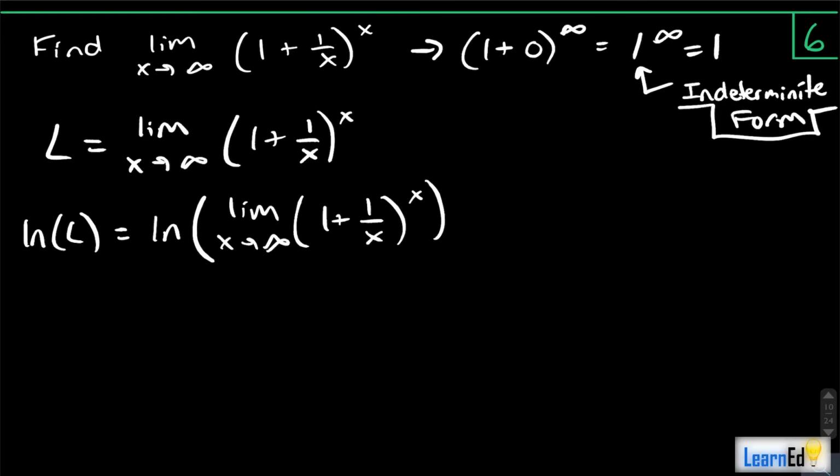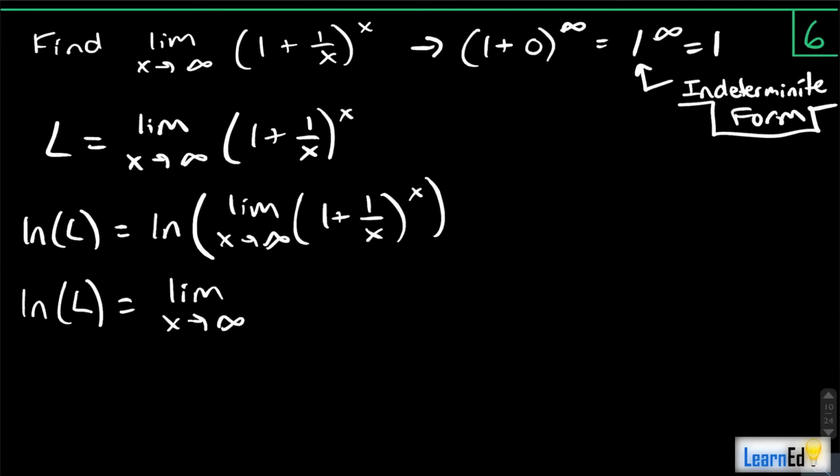Okay? So we end up with the natural log of L is equal to, we can shove the natural log inside of the limit. Okay, we can shove pretty much anything we want inside that limit. So we get the limit as x approaches infinity. This x power can come down and be in front of the natural log. So we get x times the natural log of 1 + 1/x.